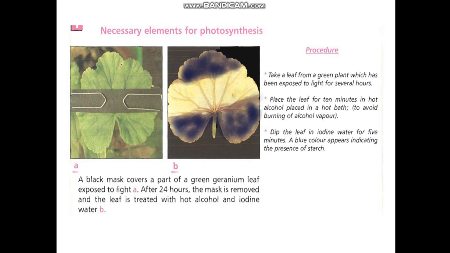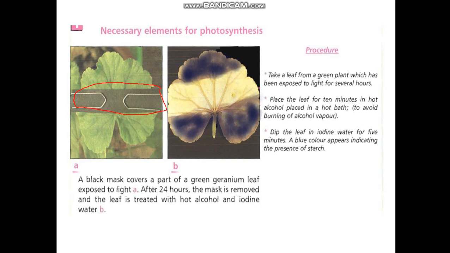What do you see in this figure? We see a geranium leaf. What happens to this leaf? They covered the leaf with a black mask in the middle. Why? To prevent the exposure of the middle to light. So here we are going to study the importance of what? Of light. Yes, we are going to study the importance of light.